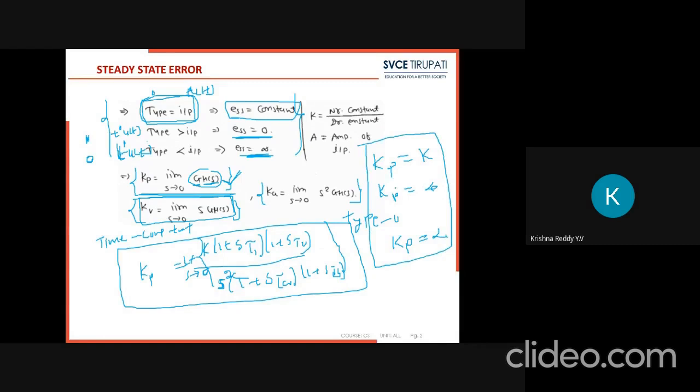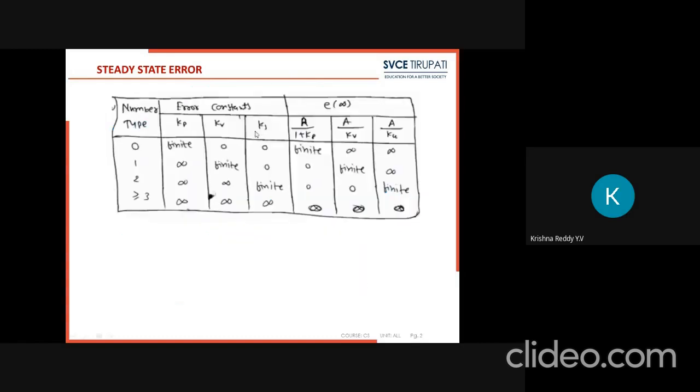As the order of the type of the system increases, its static error constant value becomes infinity. The steady state error value is in this table. When you have a type 0 system, the Kp value is finite when the input is u of t. It is t into u of t. It is t square into u of t.